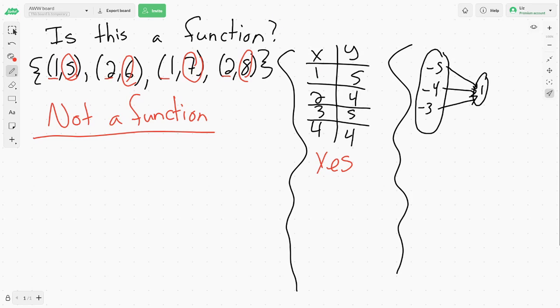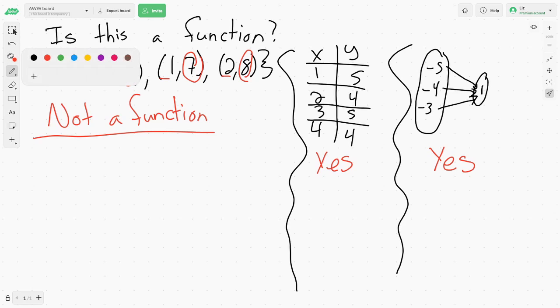And then we have this mapping diagram, -5, -4, -3, all paired with 1. So each x value is paired with exactly one y value. Now you see here, the y values are repeating. We have repeating y values, but that's fine. We just can't have the same x value repeating.